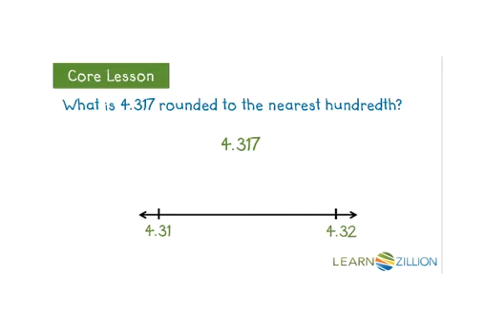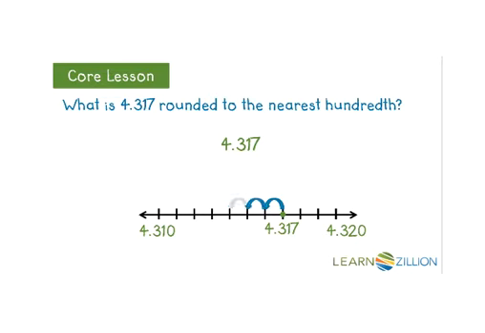If we divide the distance between the 2 points into 10 equal sections, we'll have our thousandths. To locate 4 and 317 thousandths, I know it comes between 4 and 31 hundredths and 4 and 32 hundredths. I also know 4 and 31 hundredths is equivalent to 4 and 310 thousandths, and 4 and 32 hundredths is equivalent to 4 and 320 thousandths. I can easily place my point now.